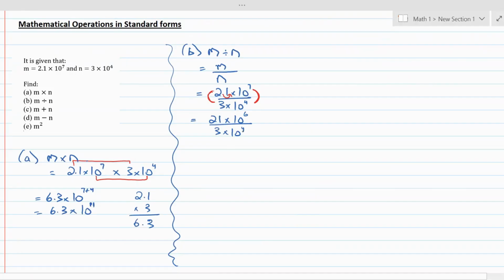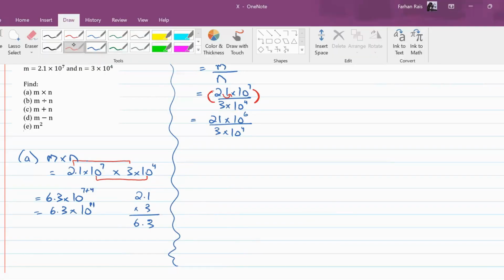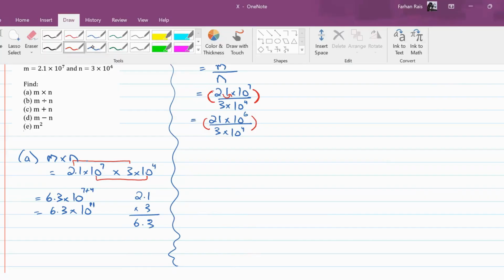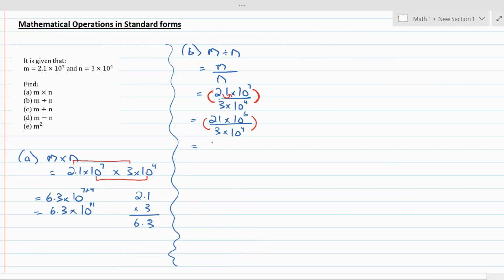Now this simplified form is something easy to handle. 21 can easily be divided by 3, and for 10 power 6 divided by 10 power 4, since these are the same bases, the power would simply be subtracted as per the rules of indices. So 21 divided by 3 is 7. And for 10, since these are two same bases in division, the power should be subtracted. It would be 6 minus 4, giving us 7 multiplied by 10 raised to the power 2.